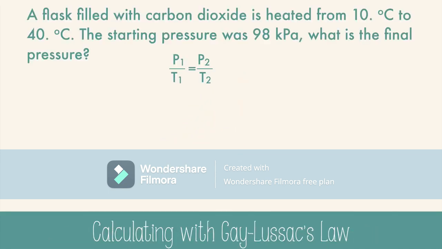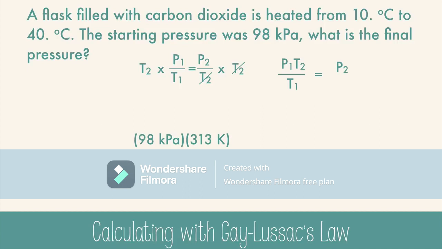A flask filled with carbon dioxide is heated from 10 degrees Celsius to 40 degrees Celsius. The starting pressure is 98 kilopascals. What is the final pressure? We're using Gay-Lussac's law, and we need to find the final pressure, so let's rearrange the equation first. Just multiply both sides by T2, and you get a nice, clean equation. Fill in the data and calculate. But be careful. Use Kelvin instead of Celsius so that the mathematical proportions are accurate. And make sure that the final temperature is on top and the initial is on the bottom. And then you'll get 108 kilopascals, or, with correct sig figs, 110.